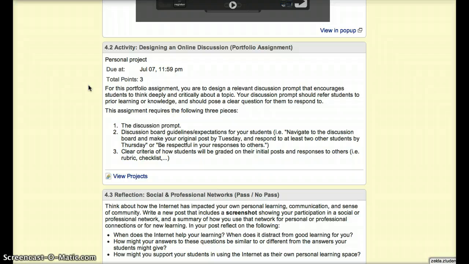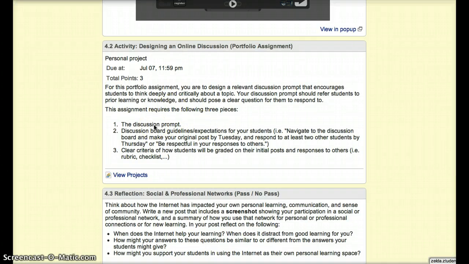Your portfolio assignment this week is to create your own discussion prompt. One key thing to remember is that the quality discussion prompt has multiple correct answers and requires students to think deeply about a topic and/or their own position.